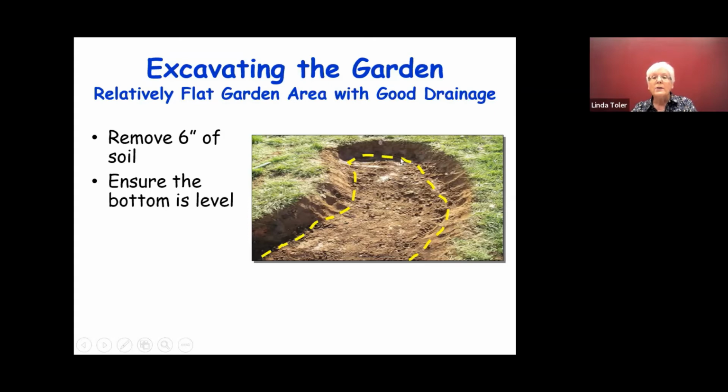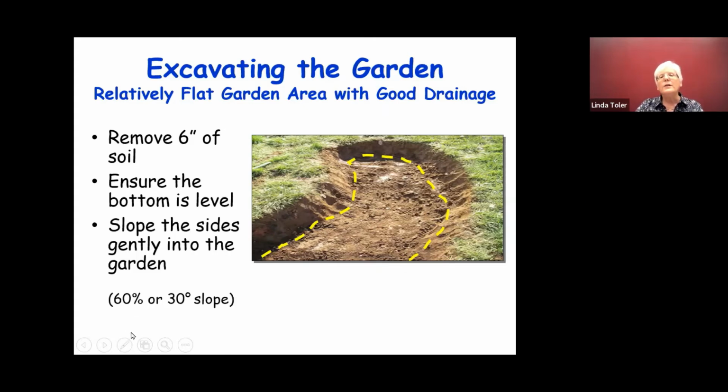And the best way to ensure that it's level is probably to use a carpenter's level. You could also use that string level and stretch it from surface to surface, make sure it's level, and then measure down from that string and make sure everywhere in that garden is 6 inches from that string. That's a little bit more work. So if you have access to a carpenter's level, that's better.